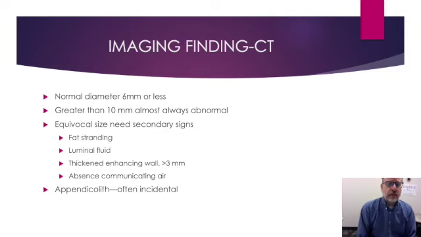So on computed tomography, we rely on secondary findings in addition to the size criteria. We will see fat stranding, which represents inflammatory changes within the abdominal fat surrounding the appendix. You can see increased fluid within the lumen of the appendix. You can see a thickened wall, and an absence of normal air within the appendix is a finding of acute appendicitis. We'll often see appendicoliths on CT, though these can be an incidental finding in a normal appendix.